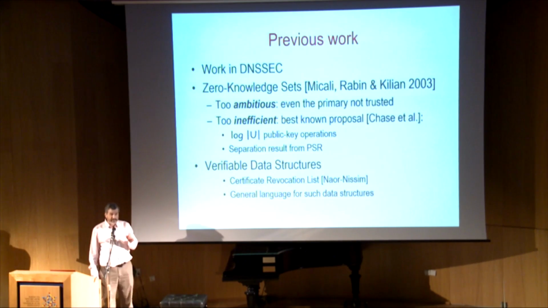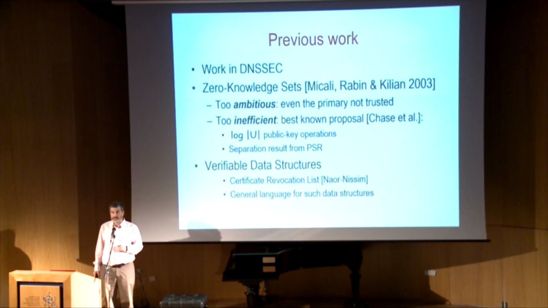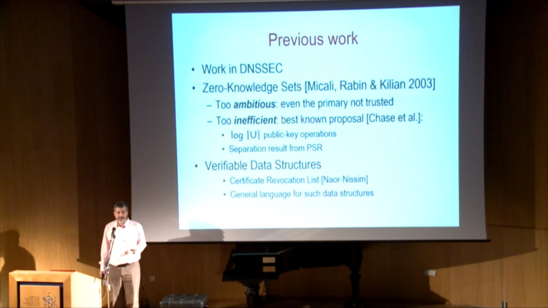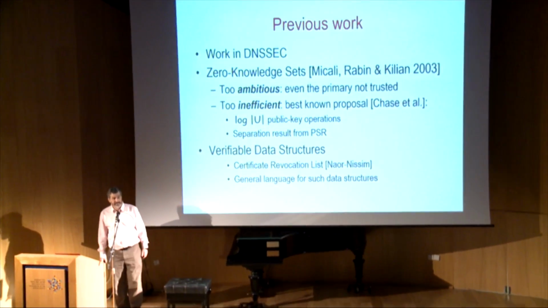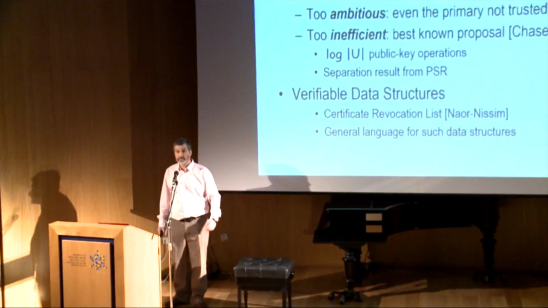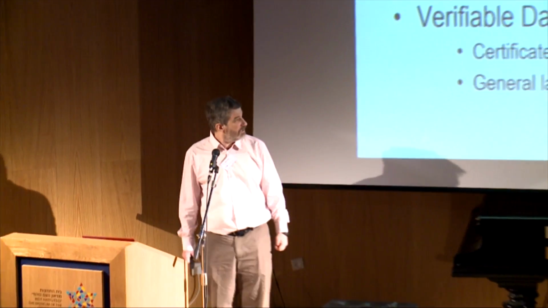The problem there is they didn't separate into primary and secondary, but between the primary that commits to the set, and then becomes the secondary and cannot cheat. So it's too ambitious. After you commit to the set, you don't want even the primary to be able to cheat. But this seems too strong for our purposes. There isn't any reason not to allow the primary to cheat. I mean, the primary owns the set, whatever. And as a result, even the best constructions required quite a few public key operations, like log U.